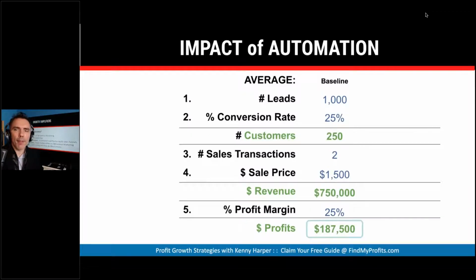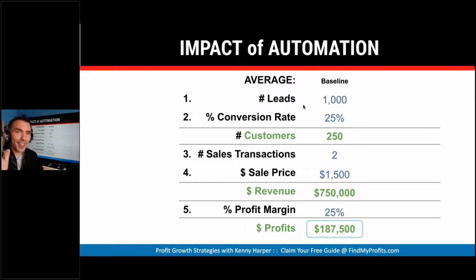So if you've seen some of my presentations, you may have seen this slide before. This is the profit growth formula, looking at the 5 drivers of profitability in a business. And if you're getting a certain amount of leads coming in your business and they're converting into customers, and then they have a certain number of transactions, and the average price per transaction is a certain amount, that's going to generate a certain amount of revenue. And depending on what your profit margin is, that's going to generate a certain amount of profits.